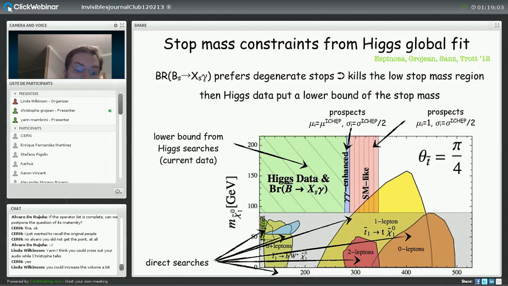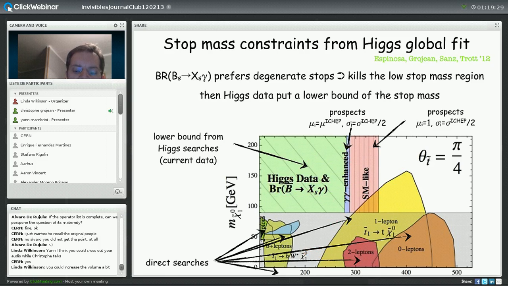Now, if you have a light stop, it will also affect, of course, the decays of the X into gamma-gamma, for instance. And you can use the measurement of the gamma-gamma decay rate to put some constraint on the stop. And this is what we have reported on this plot. So here, this region is the one which is currently excluded by the measurement of the X coupling to gamma-gamma via the loop of the stop, right?